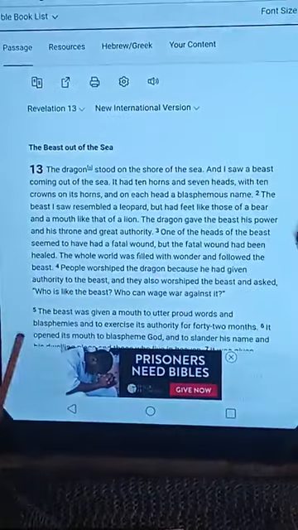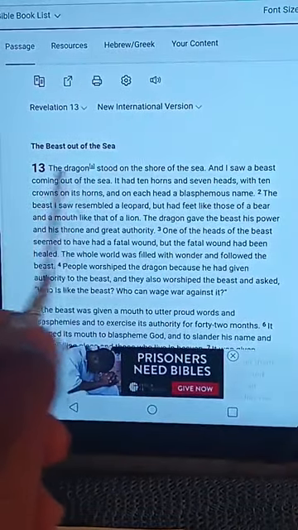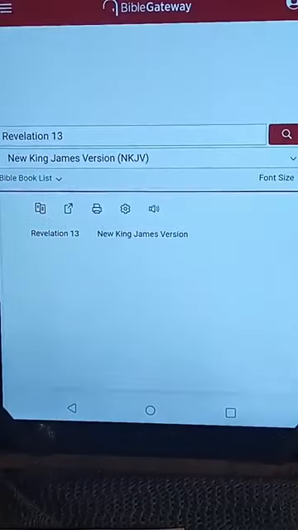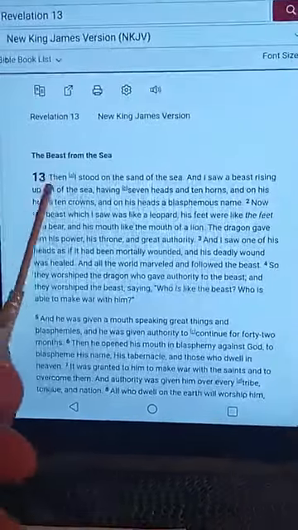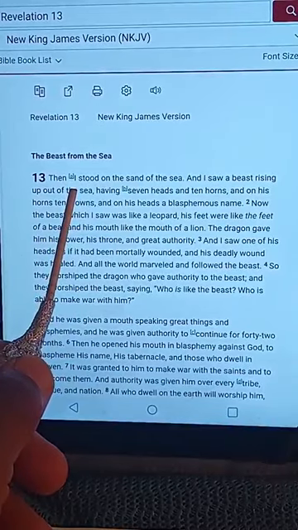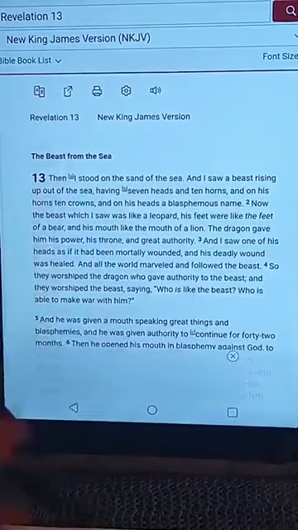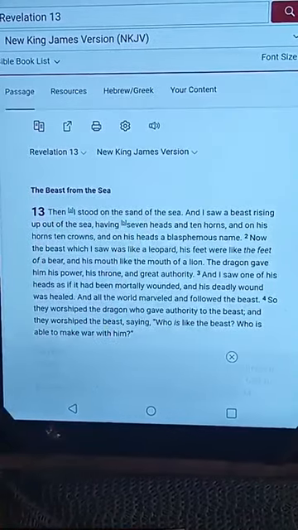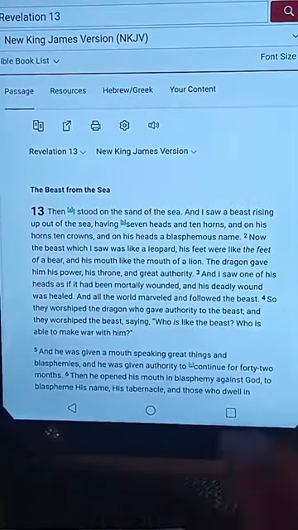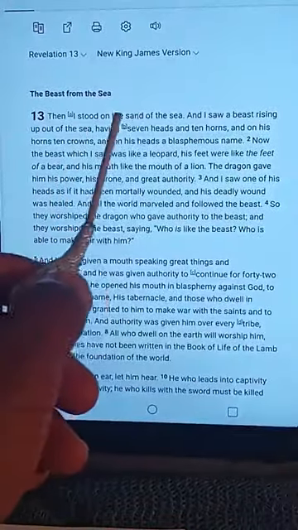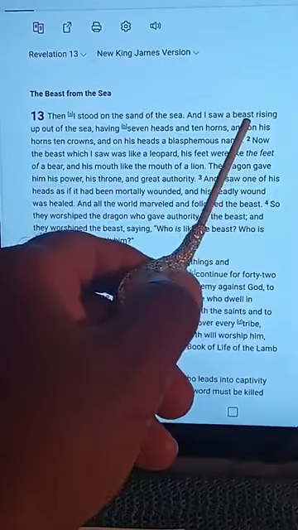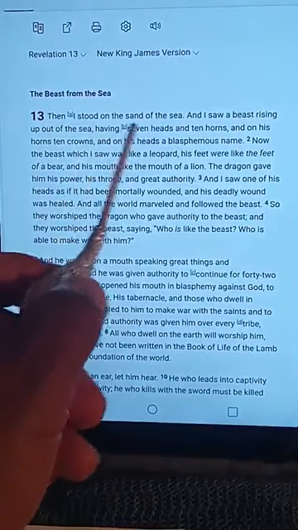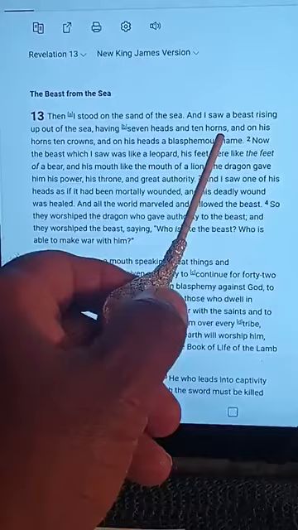I'm going to go to New King James Bible, and you're going to see this changes. You're not going to see the dragon stood on the shore of the sea. That's why you've got to use Bible Hub, but I'm using a whole chapter, so I can't use Bible Hub. See? Then I stood on the sand of the sea. Because it's John talking. But that other Bible said the dragon stood on the sand of the sea. Then I, John, stood on the sand of the sea, and I saw a beast rising up out of the ocean, having 7 heads and 10 horns.